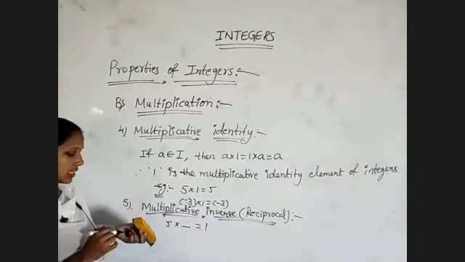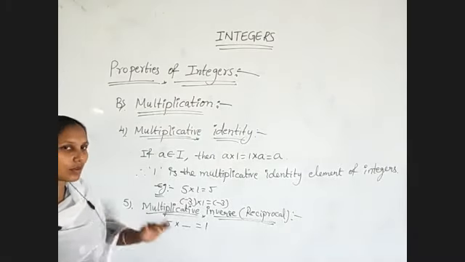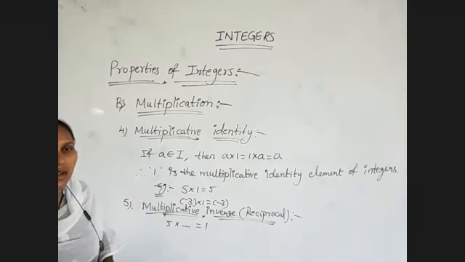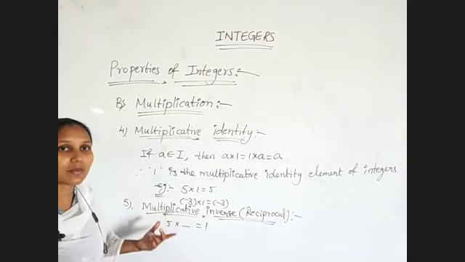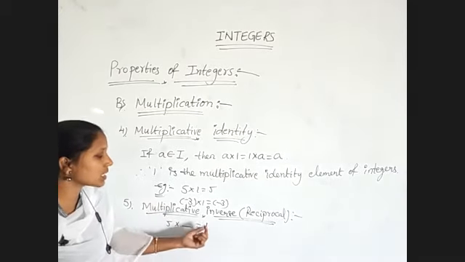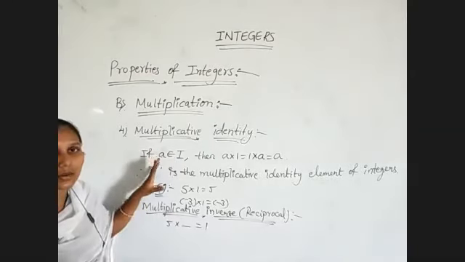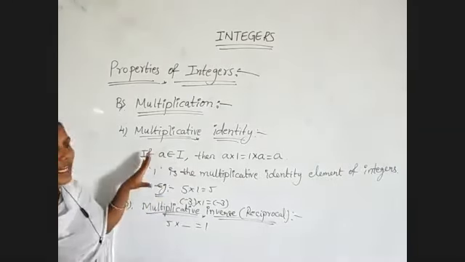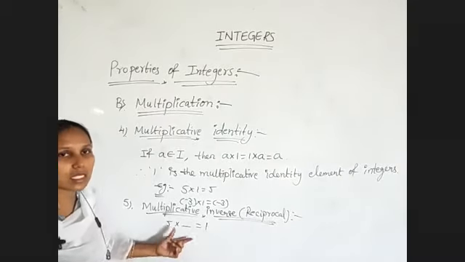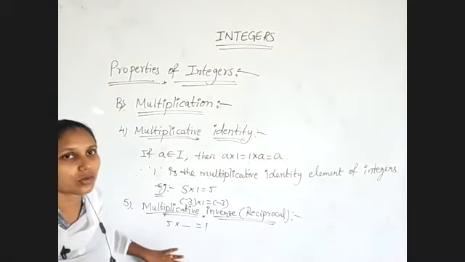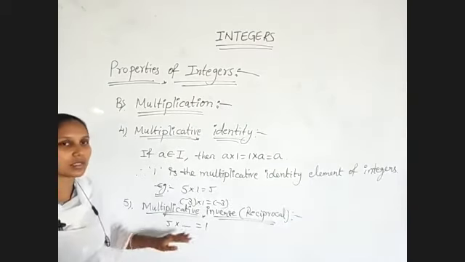In additive inverse, if the sum of two numbers is equal to 0, then those two numbers are called additive inverses. Here, for multiplicative inverse, the product of the two numbers is equal to 1. There it is 0 because the additive identity is 0; here 1 because the multiplicative identity is 1. So if the product of two numbers is equal to 1, then those two numbers are said to be multiplicative inverses, or reciprocals of each other.